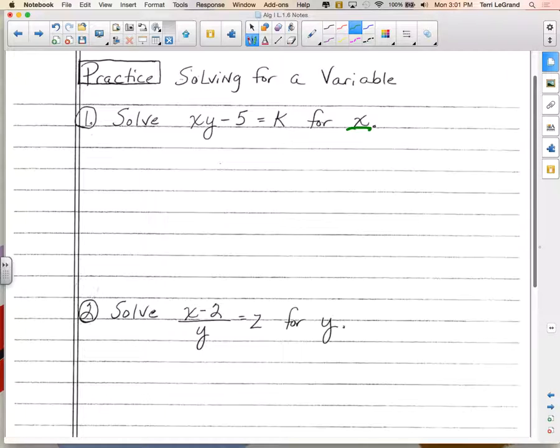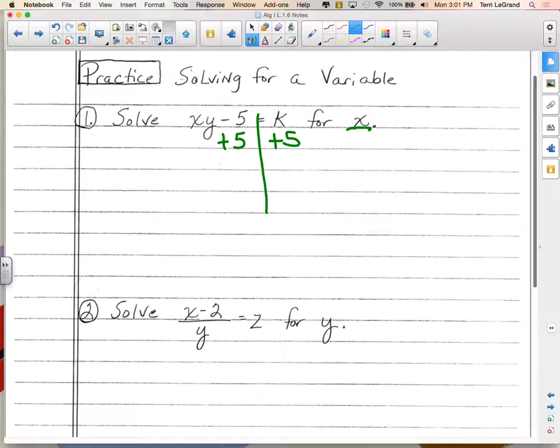So x is being multiplied by y, and then that term has a 5 being subtracted from it. What did we say is typically what's easier to do first? Get rid of the subtraction or addition first. So what should we do? We need to add 5 to both sides. Right now, it's solved for k. K is by itself. We want it to be solved for x instead. We want x by itself instead. So we're going to get that 5 out of there first.